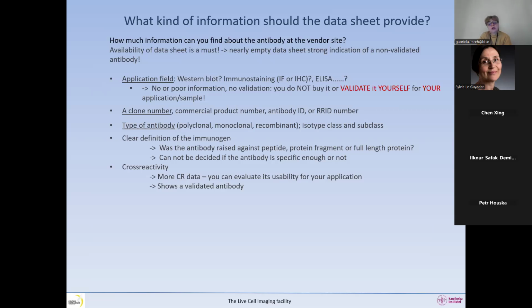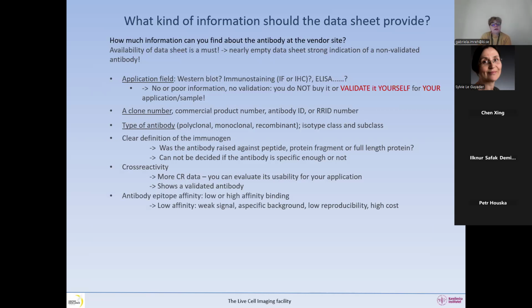The cross-reactivity. The more cross-reactivity data you have, the better you can evaluate if you can actually use it for your application, but it will also show that the manufacturer or the vendor actually made an effort and validated the antibody.